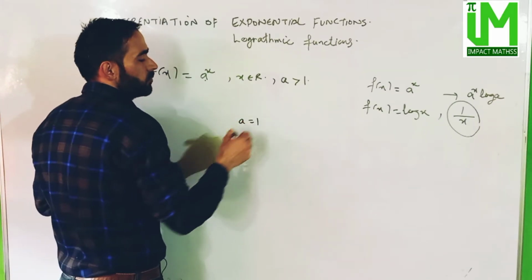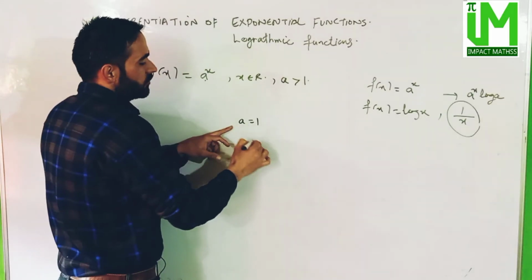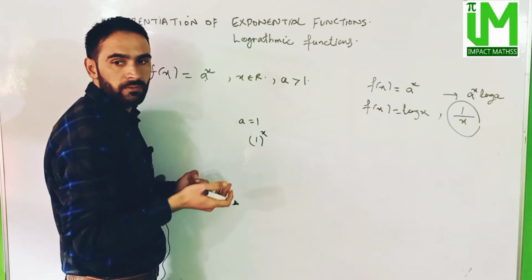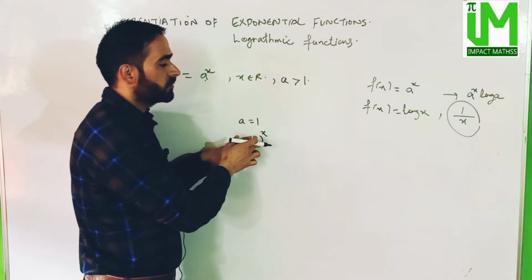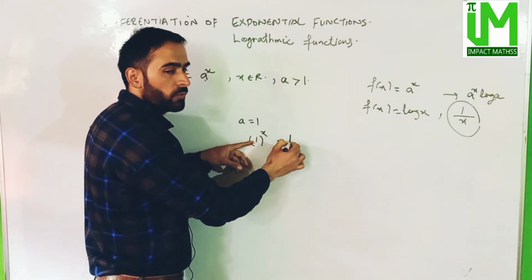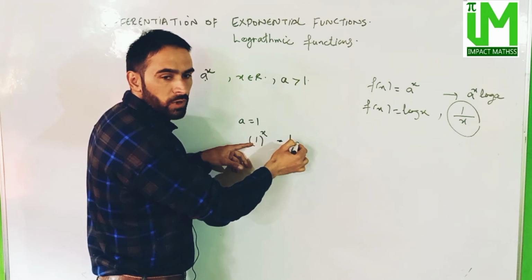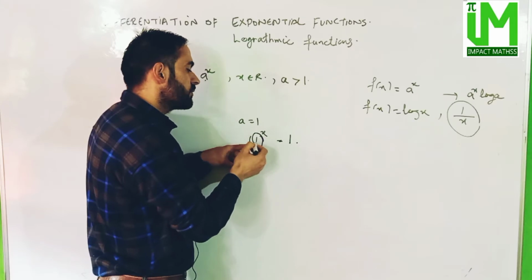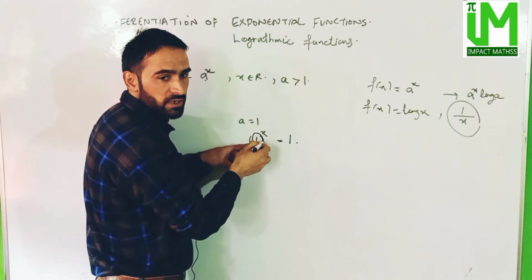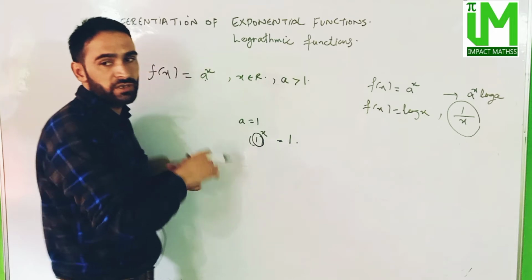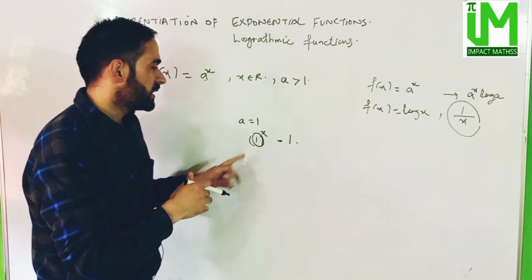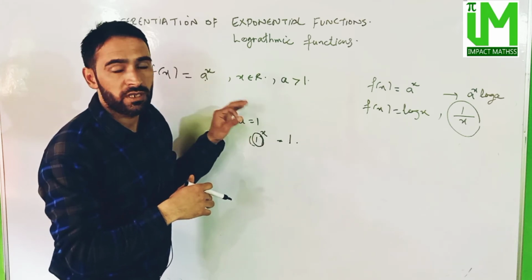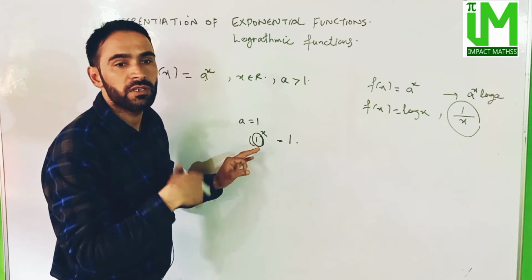If a is equal to 1, it will be 1 raised to power x, where x is any real number. If we take 1 raised to power 0, what will that be? 1. 1 raised to power 1, 1 raised to power 2, 1 raised to power 3, all 1. So with base 1, we don't get anything substantial. The need for an exponential function is growth, the rate of growth, but here we obtain each of the terms as 1. So taking base as 1 is hardly of any use.